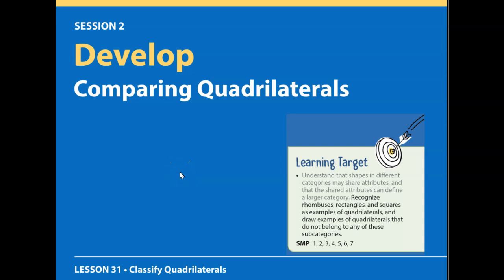All right, we're continuing lesson 31. It says classify quadrilaterals. Okay, session 2. We're going to compare them now. We compare them by their attributes or characteristics. What are a couple things that we could compare them with?